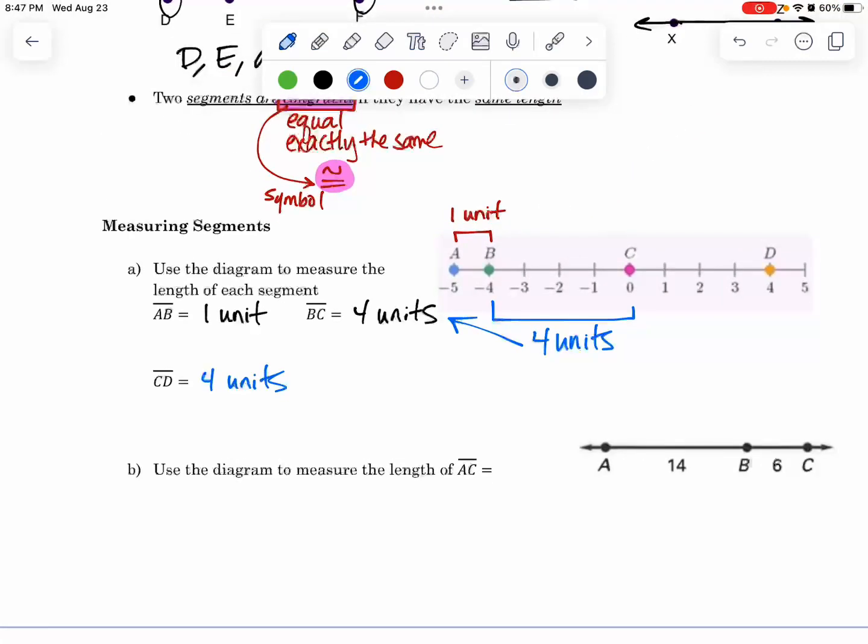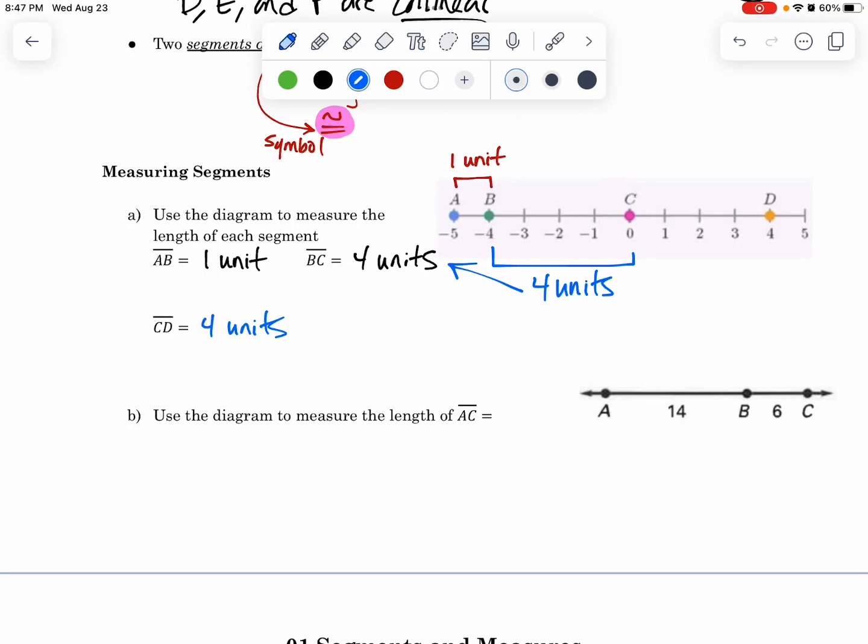Okay, cool. Use the diagram to measure the length of AC. Okay, now we have some numbers here. So they didn't actually give us like all these tick marks. That's okay. We don't need those. They're actually giving us the label here. They're telling us that this is 14 units and this is 6 units. Okay, so if I want to know how far it is between A and C, what I'm doing is I'm measuring from here to here. And this part is 14, and I'm going to add, this part is 6, which means I have 20 units.